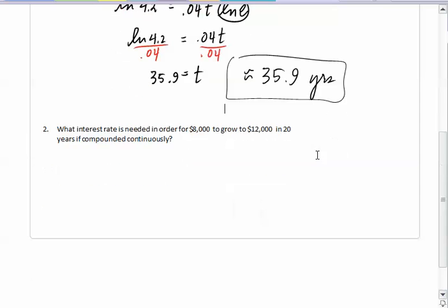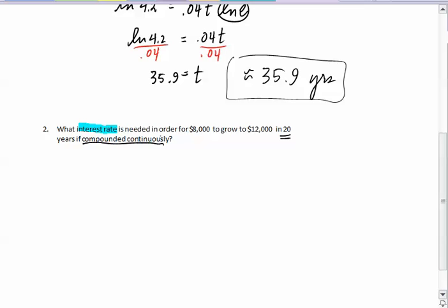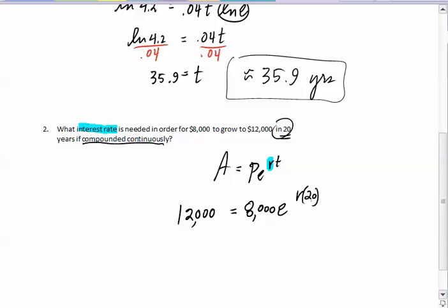Let's take a look at one more. It says what interest rate is needed in order for $8,000 to grow to $12,000 in 20 years. So now we're talking about an interest rate that's missing. We have the amount of time, and it is compounded continuously, so we are going to use this formula, but this time the interest rate is missing. It means that every other variable is going to have a number in its spot. So 12,000 is the amount, our goal. We're going to dump in 8,000, and then our time is 20 years. r times 20.